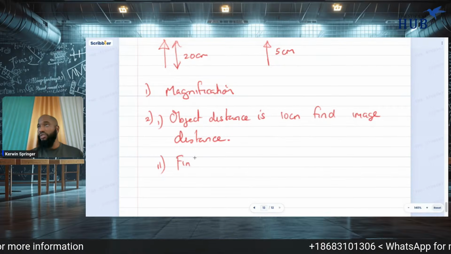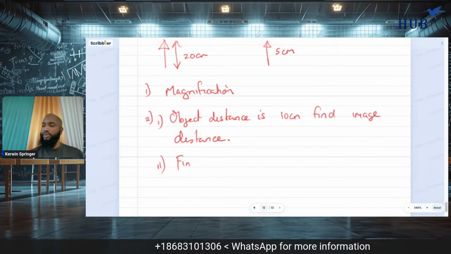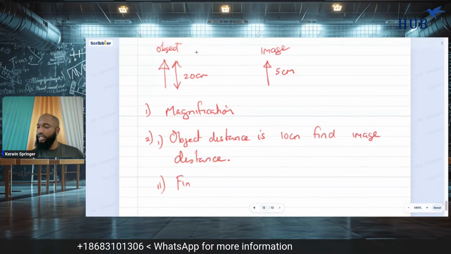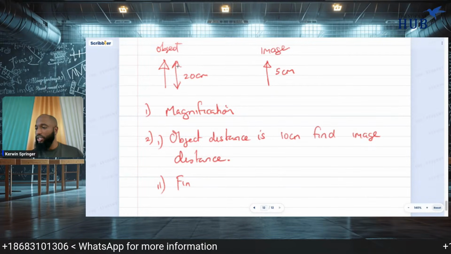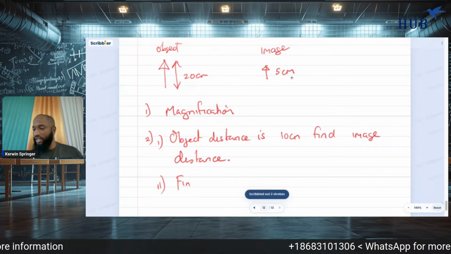Find the magnification. You get 1.5. I'm saying that the height of the object was 20 centimeters, and the height of the image was 5 centimeters.